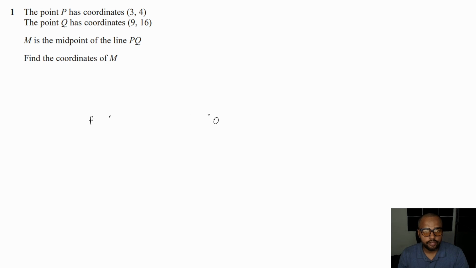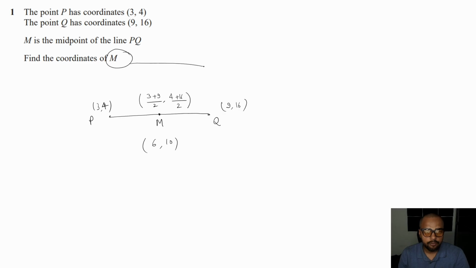In the first question, they have told us that point P has certain coordinates and point Q has certain coordinates. We need to find the midpoint. For example, this is our straight line and M is the midpoint. What will be the coordinates of the midpoint? Since it is the midpoint, it will be the average of the coordinates. So the x coordinate will be 6 and the y coordinate will be 10. So the coordinates of M will be (6, 10).